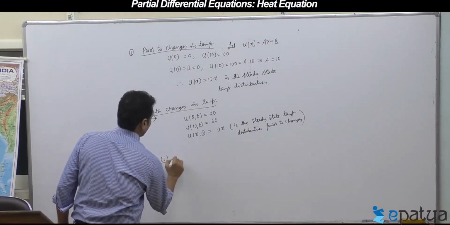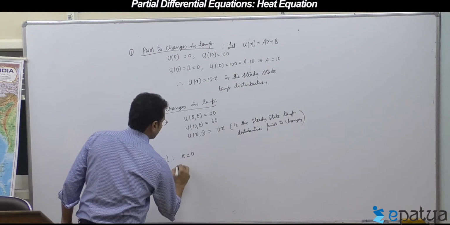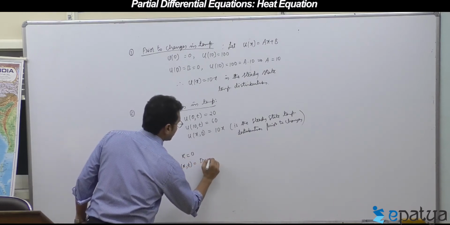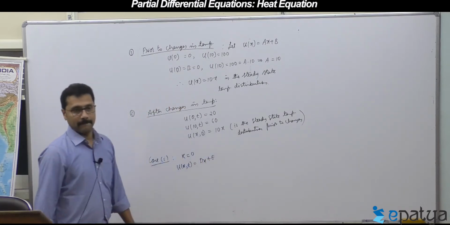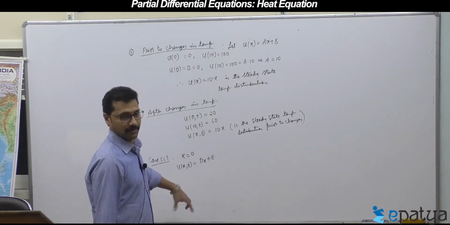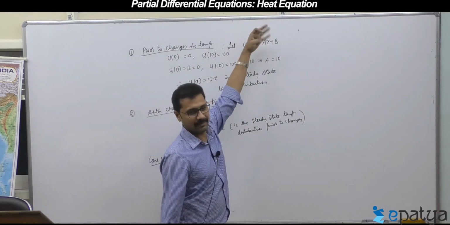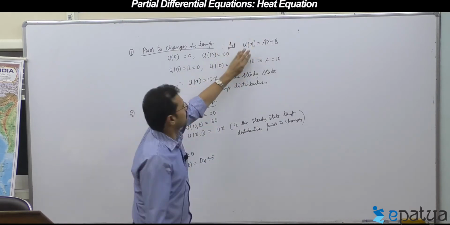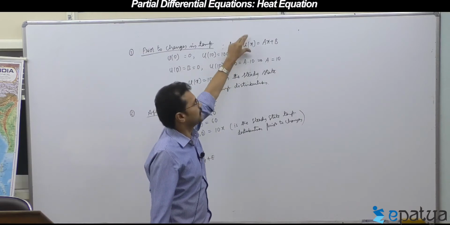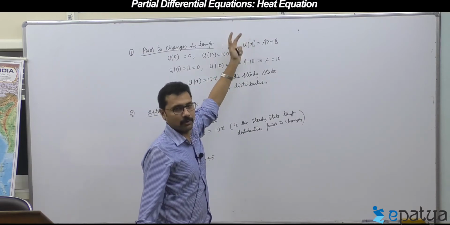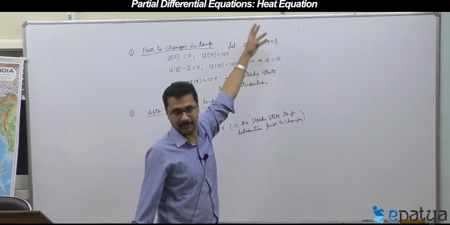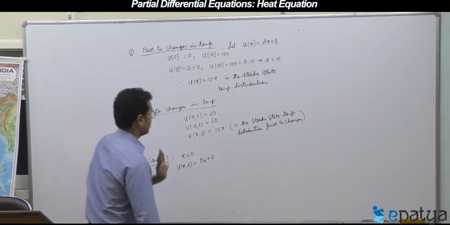Case 1, k equal to 0, which gives me u of x comma t equal to cx plus d, or ax plus b. In fact, this is also case 1 only, but I don't want to go with case 1 and all those stuff. It's just steady state reached already. Therefore, u of x comma t is us of x only. Ut has already become 0 for this.